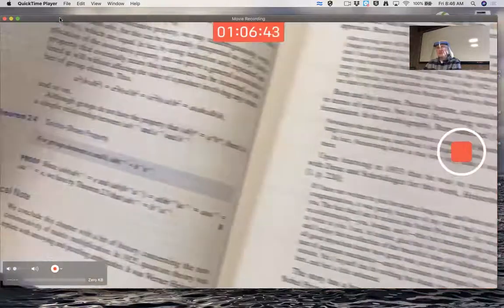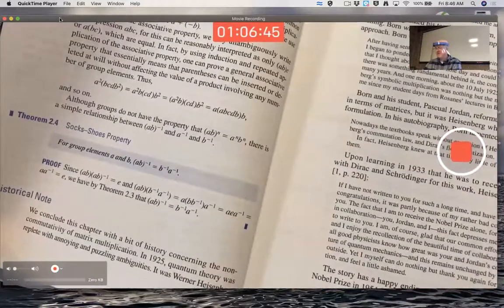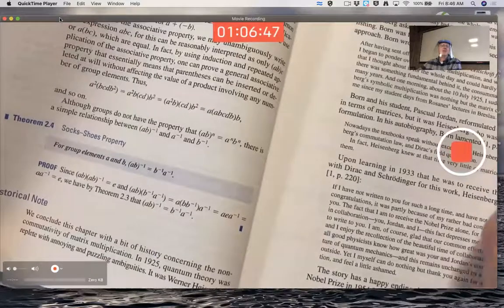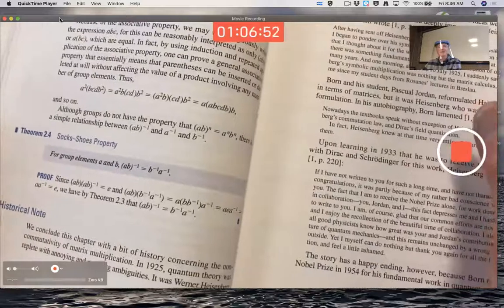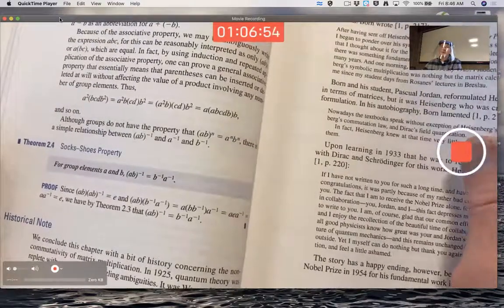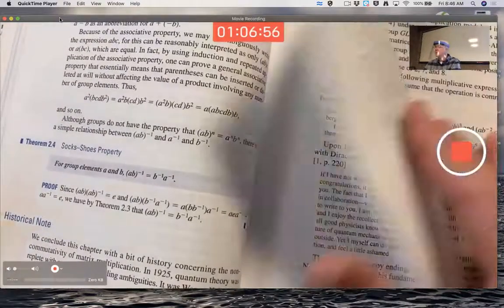The socks-shoes property is certainly worth knowing, and be using it whenever you need it. And this works no matter whether the group is abelian or not. The definition of abelian means all elements commute with each other. That's important too.